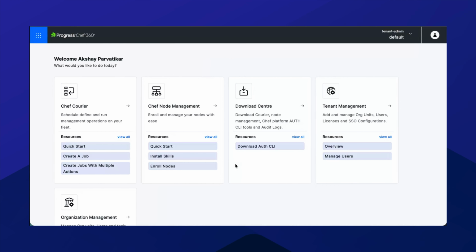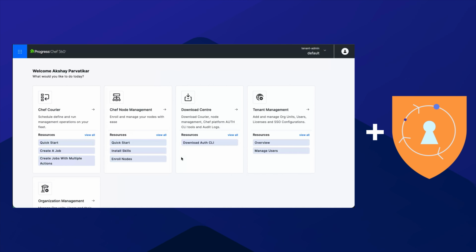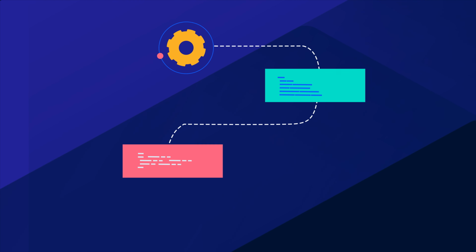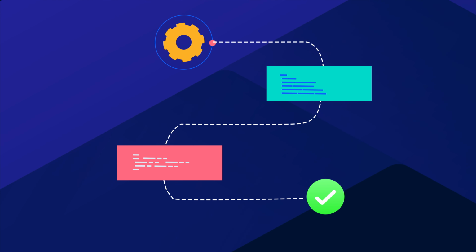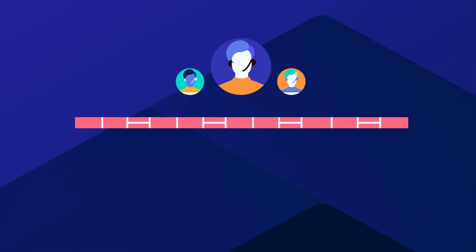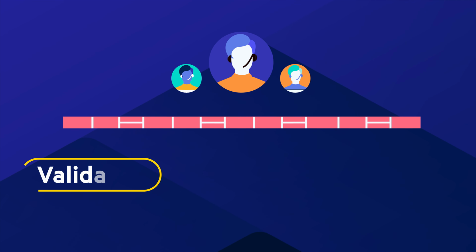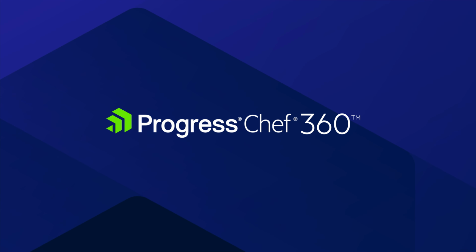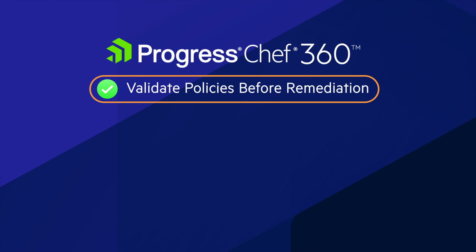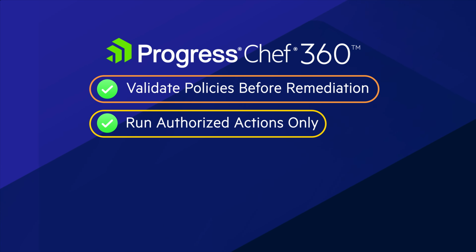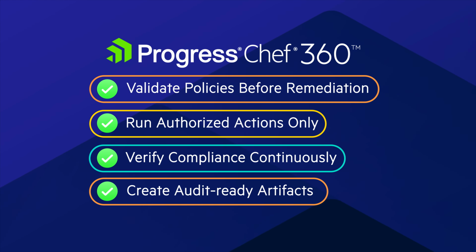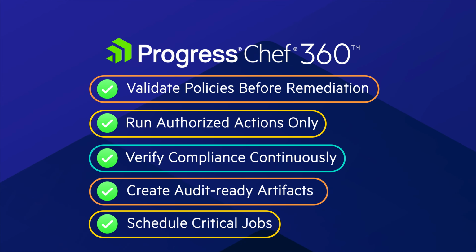The Chef 360 platform enforces zero trust by acting as a centralized governance and enforcement layer for infrastructure automation. Instead of relying on direct SSH access or one-off scripts, all operational changes flow through structured, policy-driven workflows. This creates a clear zero-trust boundary between operators and infrastructure, with validation, enforcement, and auditing built into a single controlled pipeline. With Chef 360, teams can validate policies before remediation, run only authorized actions on approved targets, verify compliance after execution, generate audit-ready artifacts, and schedule jobs to continuously enforce compliance.